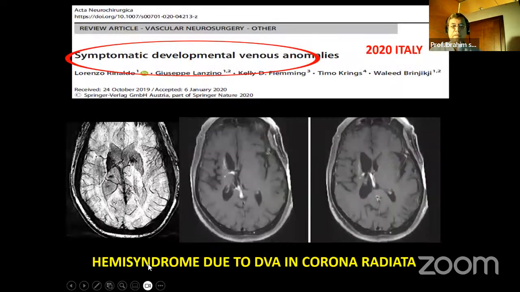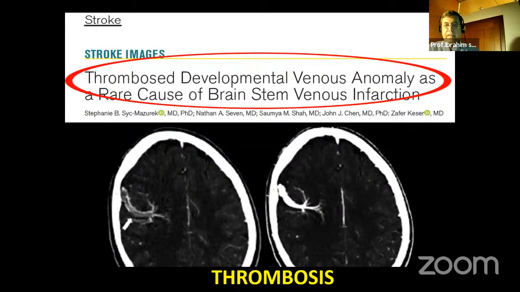They can present with hemi syndrome due to affection of the corona radiata, weakness, etc. So this is one case from Italy, again, a recent paper. And they can present with thrombosis. This is a thrombosed DVA presented with symptoms, and when they anticoagulated, it opened up.